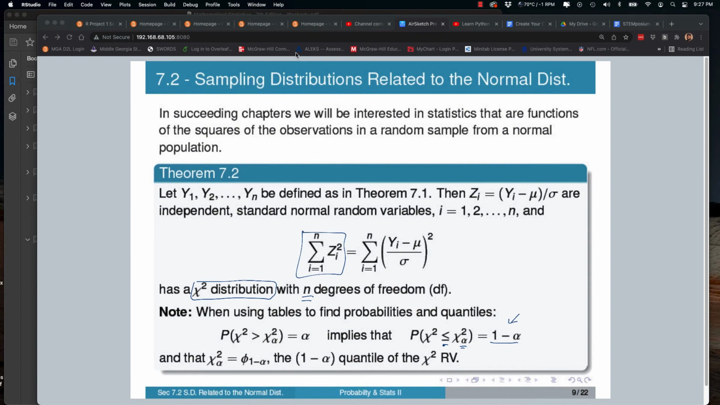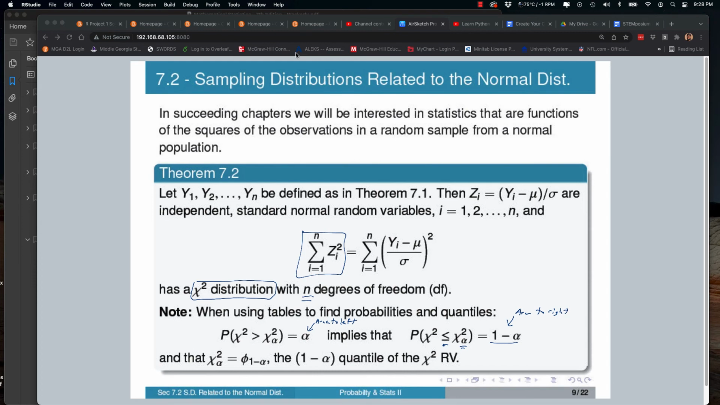All right, so that probability is equal to 1 minus alpha. And to find alpha, you've got to do 1 minus the probability, essentially. What that 1 minus alpha represents for us is the area to the left, where alpha is the area to the right, if you think about the curve. And you'll see that in just a second. Area to the left, area to the right. It's important to know that.